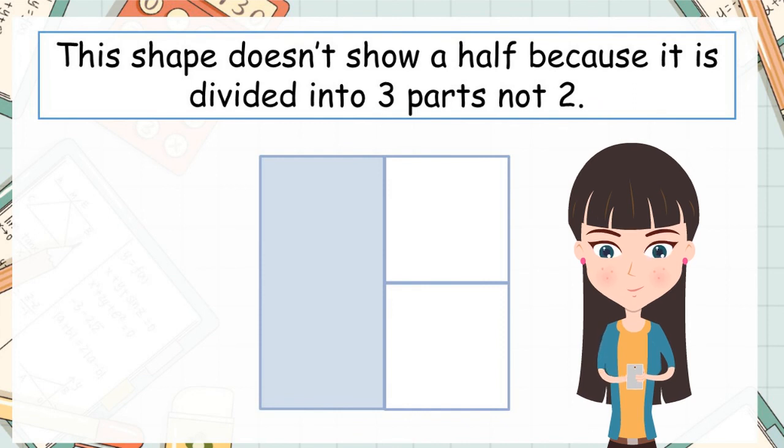So, we learned today that when you divide a shape into equal parts, you make a fraction. But take a look at this shape here. My very irritating sister says that this shape doesn't show a half because it's divided into 3 parts and not 2. Do you agree with her? Or do you disagree? Whatever you choose, explain to me why you chose that answer. Why is she correct? Or why is she incorrect? Pause the video and write down what you think.